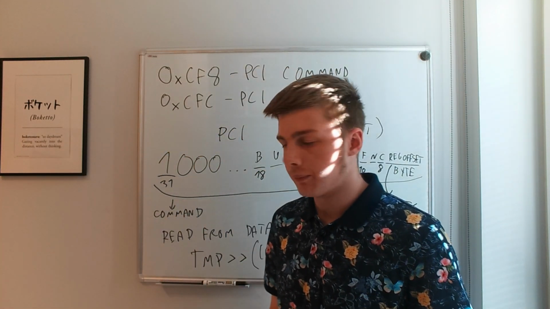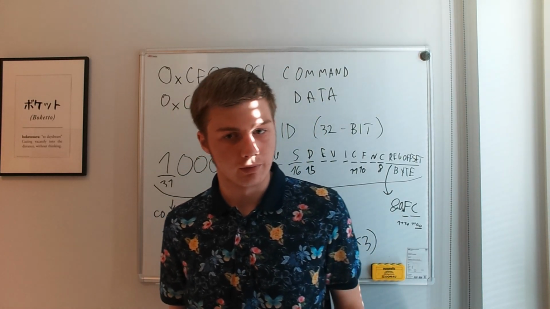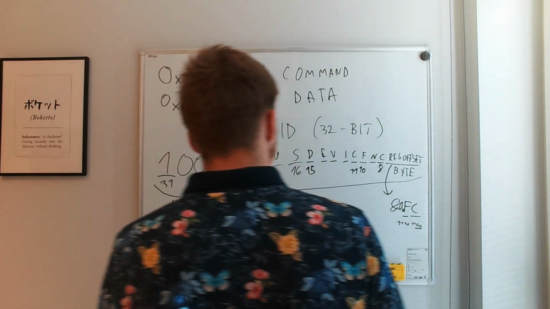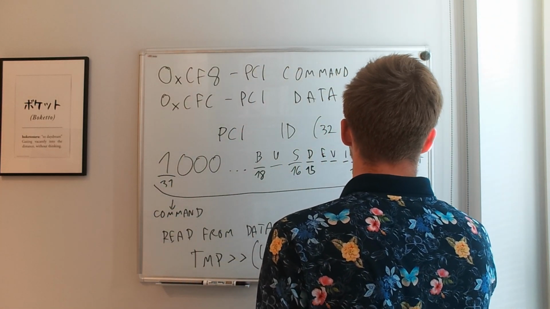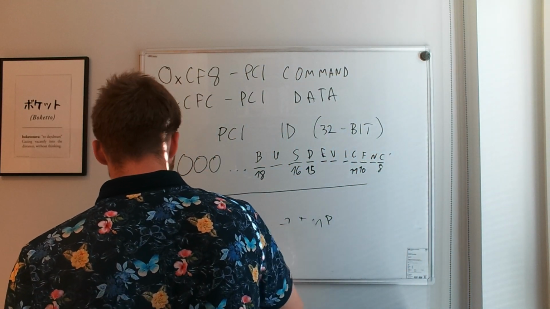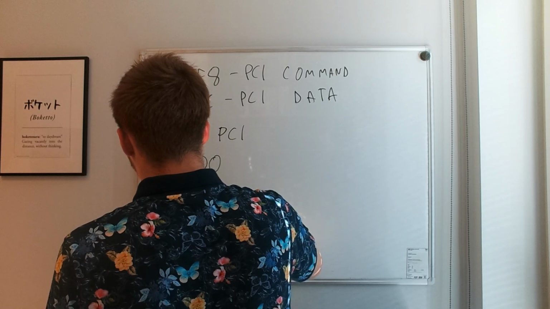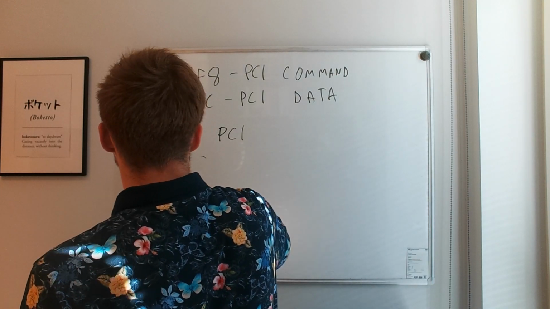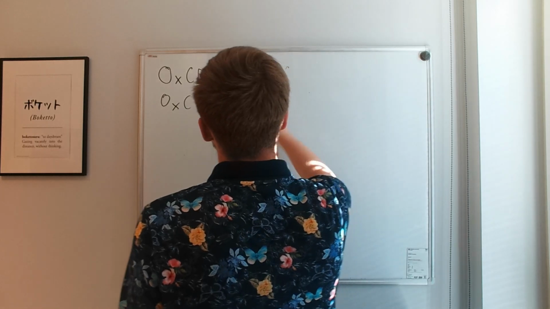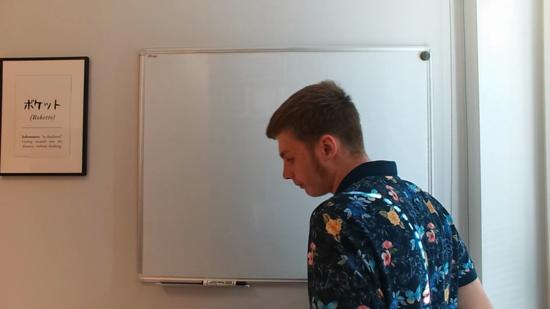That's great. Now, using those functions, we can actually enumerate PCI devices, which means that we can display all the PCI devices which are currently plugged in and give some information about them. So that's a pretty common use case of a PCI bus. So the enumeration process is relatively simple.